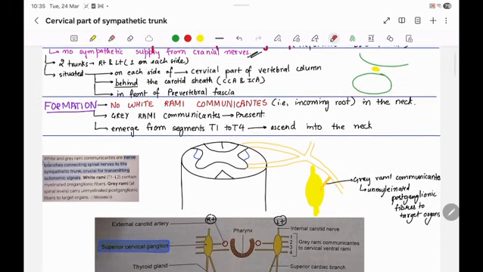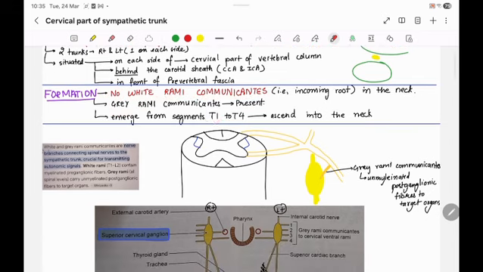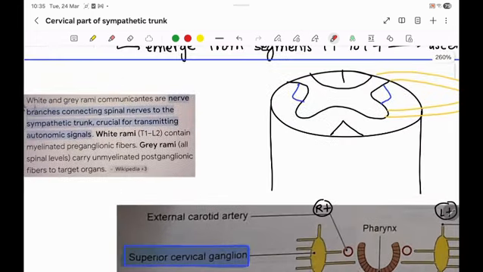And then how is it formed? It is not from the white rami communicantes, it is from the gray ones, and it is from the T1 to T4 segments. You might ask, what are white and gray rami communicantes? They are nerve branches that connect the spinal nerves to the sympathetic trunk, and they transmit the autonomic signals. White ones are myelinated preganglionic fibers, while the gray ones are unmyelinated postganglionic fibers to target organs.